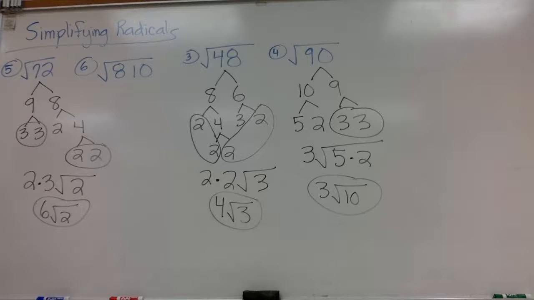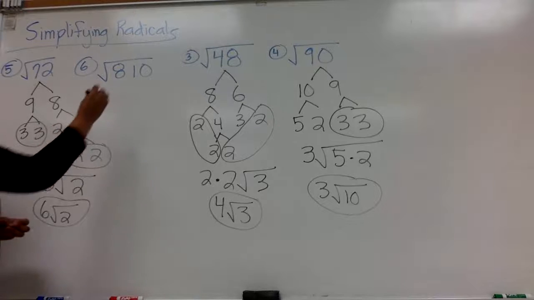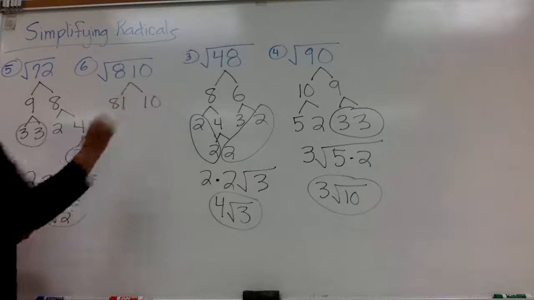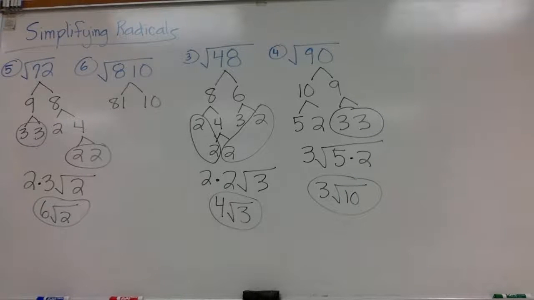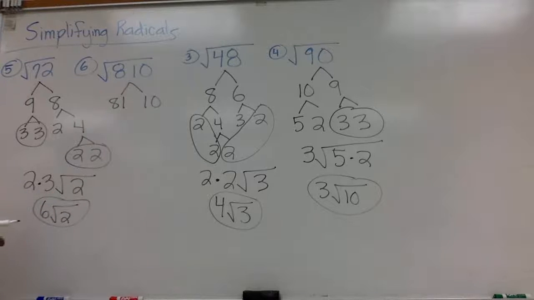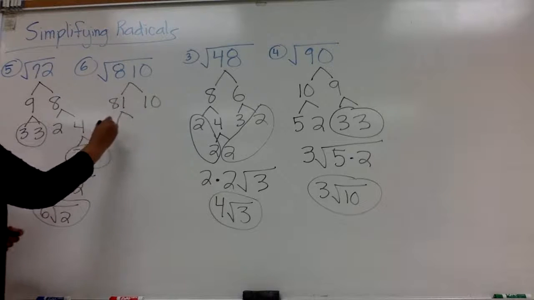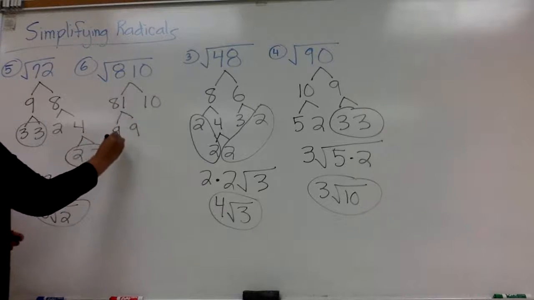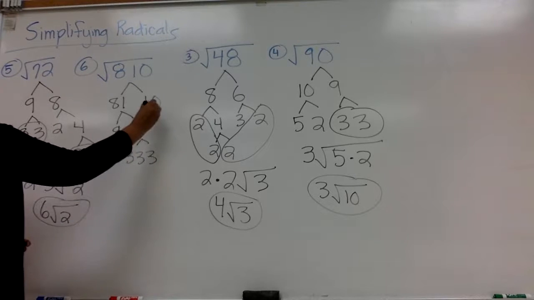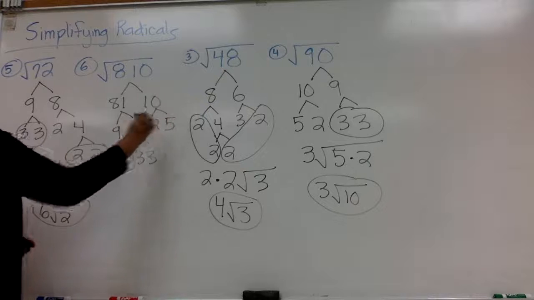And last but not least, 810 is a really big number, so we're going to go ahead and break this down. I'm going to start with 81 and 10. Feel free to use Desmos or some sort of calculator to help you break your numbers down if you don't have the factors coming to you off the top of your head. This is going to give me 9 and 9. This is going to give me 3, 3, 3, 3. And it's going to give me 2 and 5.